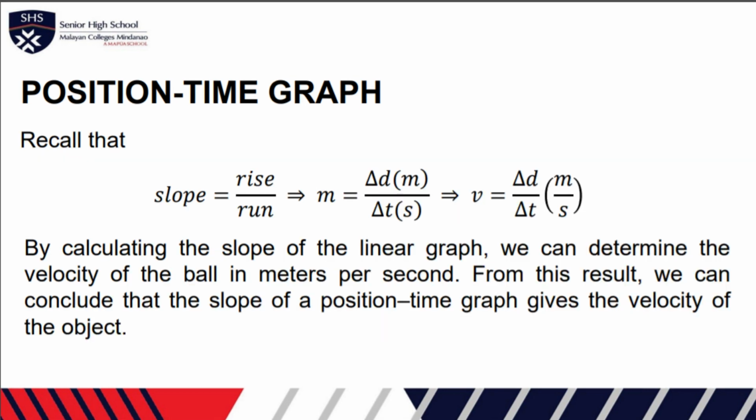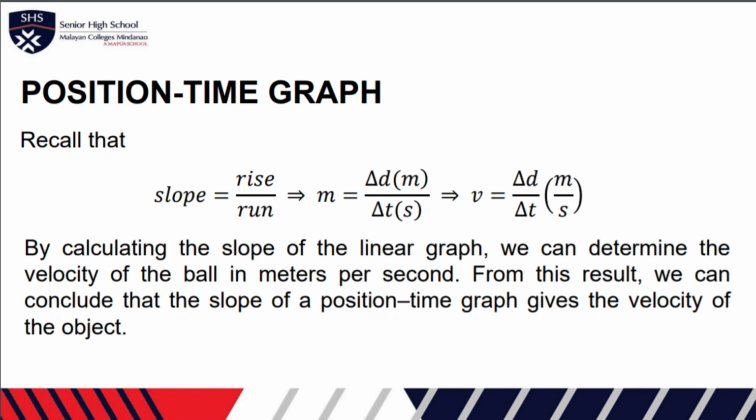Now, recall that let us express this particular graph into a formula. Recall that the slope is equal to rise over run. Now, if you express that in physics, it's actually meter is equal to displacement in meters over time. Or that is simply velocity is equal to delta x over t, or meter per second.